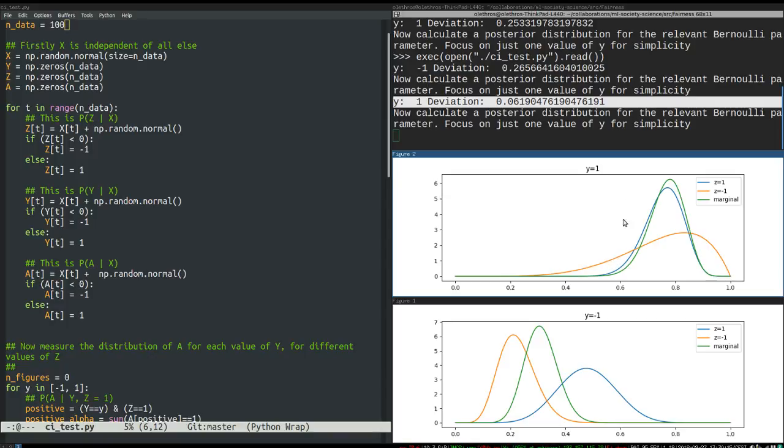If they were all very sharp and at the same point, then we would know that the values of this parameter are the same. So here we say under the marginal model, it could be anywhere between here and here, and under z equal 1, anywhere between here and here, and under z equal minus 1, anywhere between here and there. So it's quite wide where it could be, and these are all independent things.